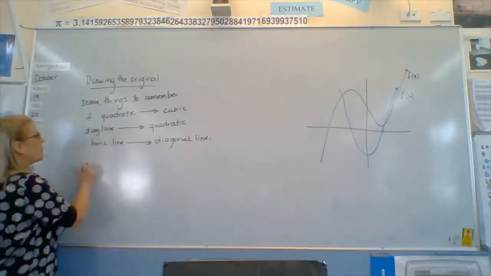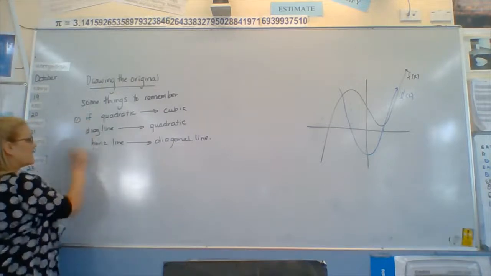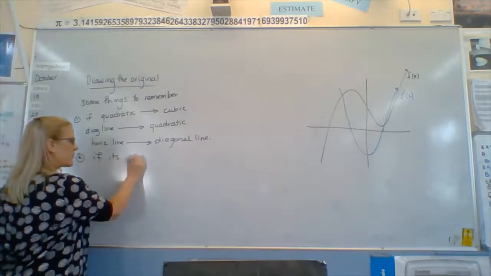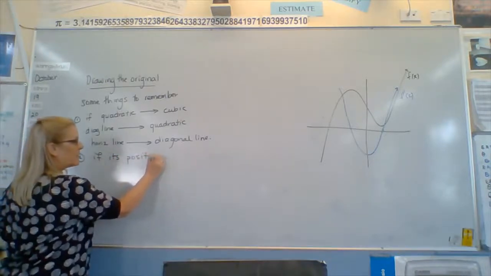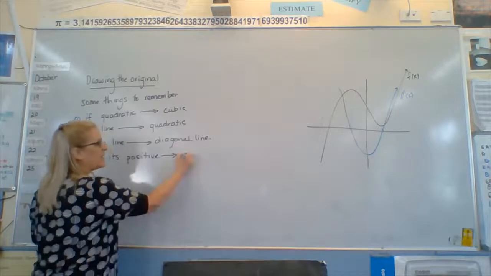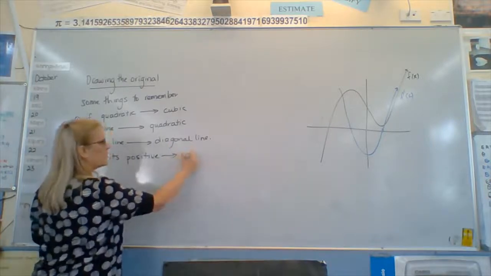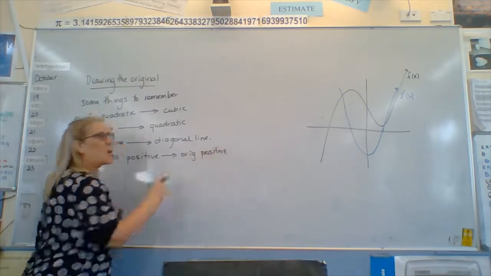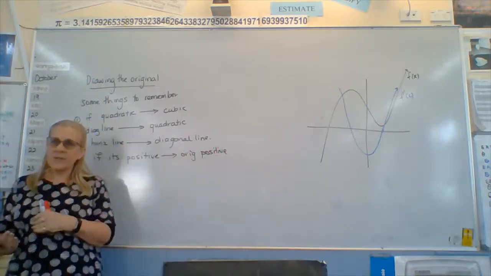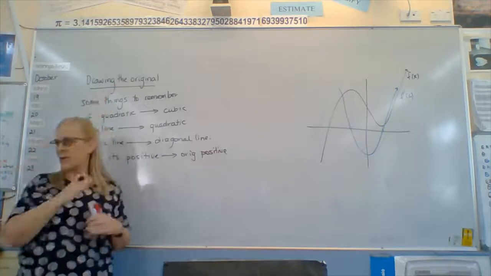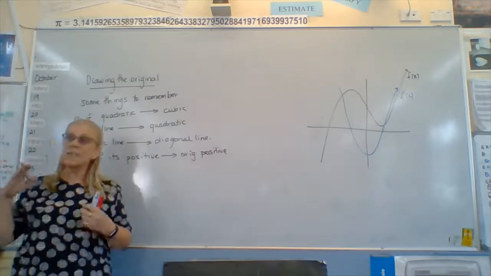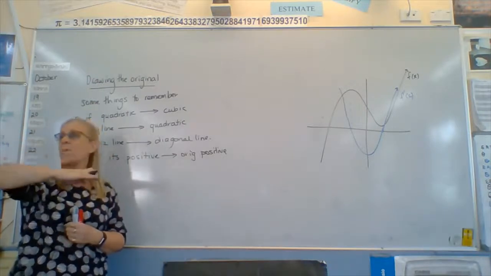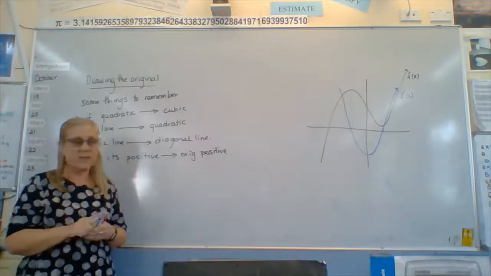The second thing is that if it's positive, then so will be the original. So positive cubic, positive quadratic, positive quadratic, positive slope on our straight line. All right? Positive slope on our straight line, positive value of our horizontal. It'll be above the line. Same thing with the negatives.